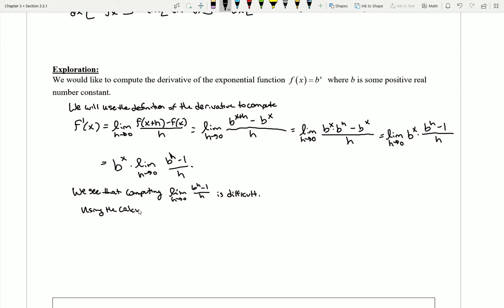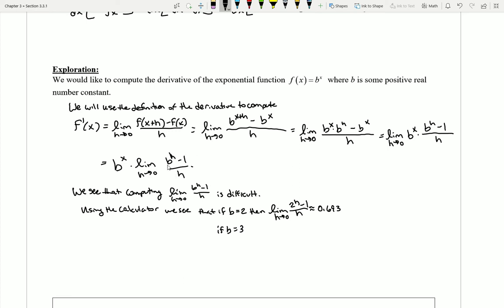Using the calculator, we see that if b is equal to 2, then the limit of 2 to the h minus 1 over h looks like it's going to be roughly about 0.693.